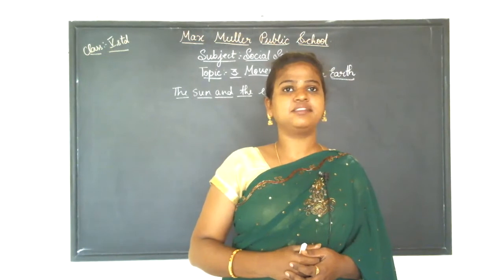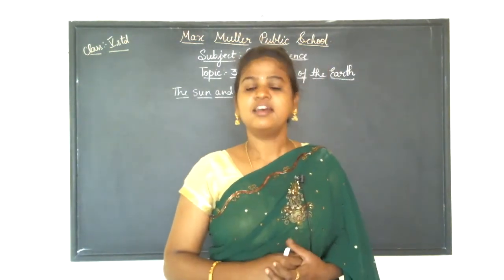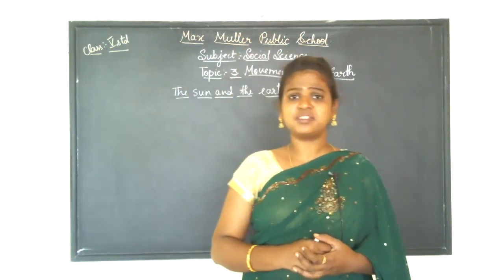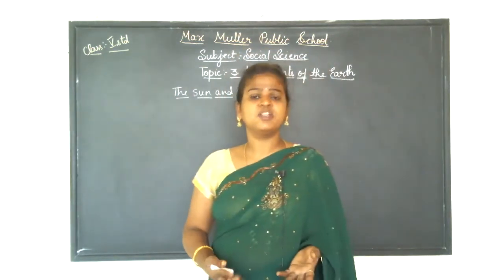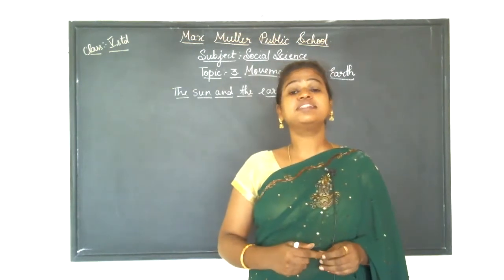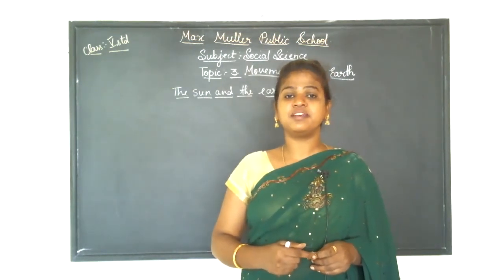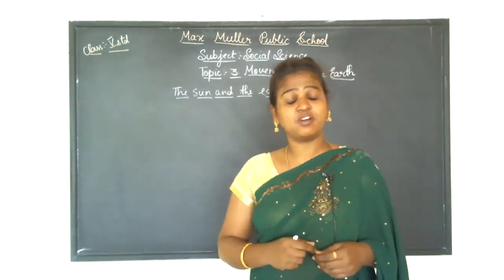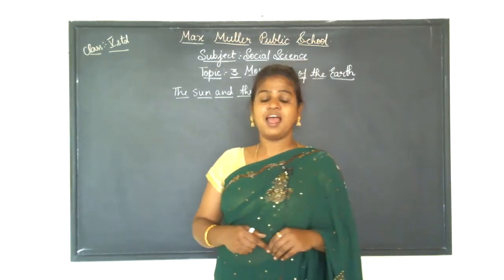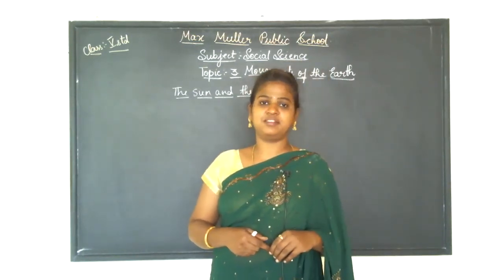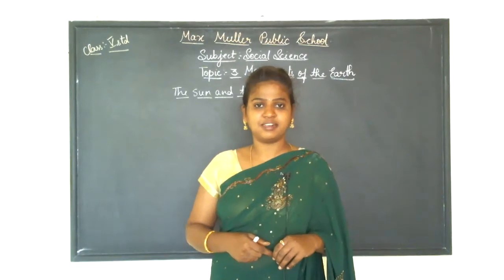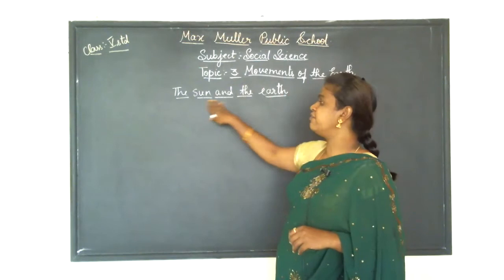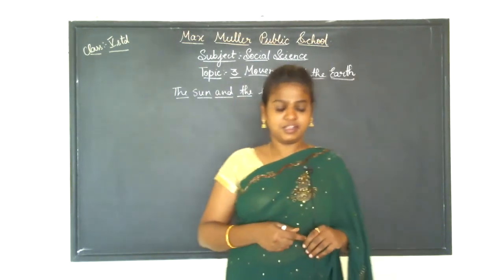in our galaxy, what's the name of our galaxy? The name of our galaxy is Milky Way. In Milky Way, there is a solar system. What do you mean by solar system? Solar system is nothing but the sun and its family, the sun and its planets. The family of the sun and its planets is called solar system. And you all know that there are 8 planets, excluding the sun. So here we are just going to learn brief information about the sun and the earth.